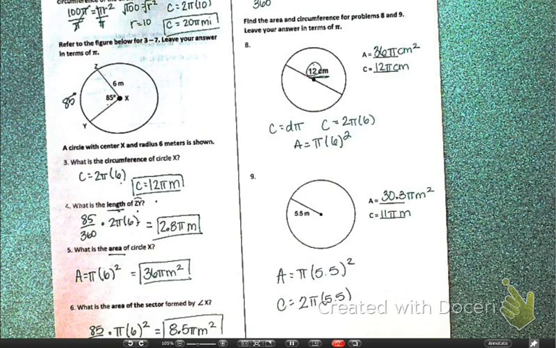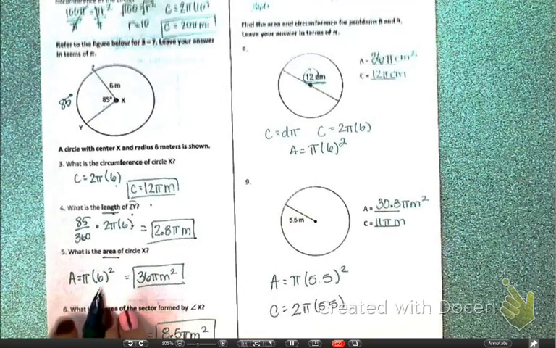Any questions on 7 through 9? Are you seeing where you made your mistakes if you made mistakes? Okay. Any questions? All right, let's flip to the back.